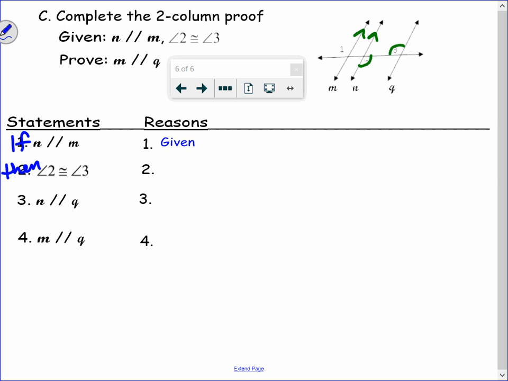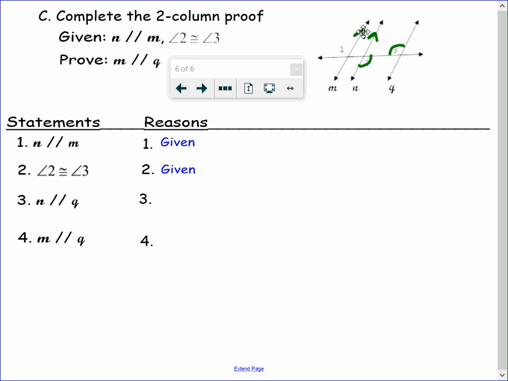Oh gosh, no, we didn't. Because are angles 2 and 3 on lines M and N? No. So this one kind of throws you off. It seems that it should be if step 1, then step 2, but angles 2 and 3 aren't related to lines M and N. So where did they come from? Remember, we had 2 separate givens. So step 2 is a given as well. So you just really need to watch what's going on.